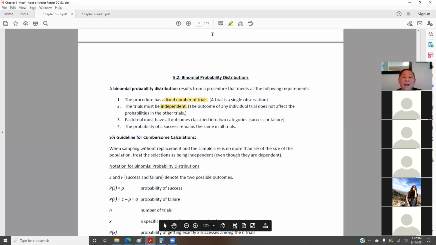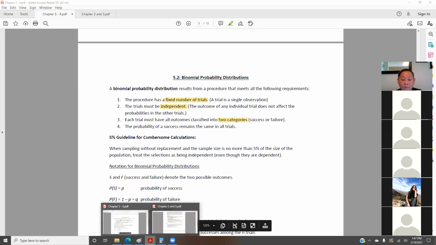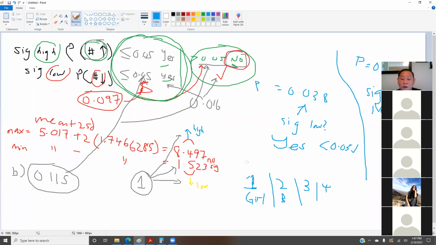And then it has to have two outcomes. An example is the one we just talked about, boy and girl. So you got two outcomes. If you take a multiple choice question, either you get it correct or you get it wrong, two outcomes. Yes or no, two outcomes. If you have any two outcomes, you can do it. But if you have more than two outcomes, yes, no, maybe, then you cannot use binomial.